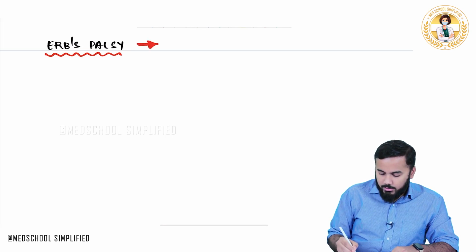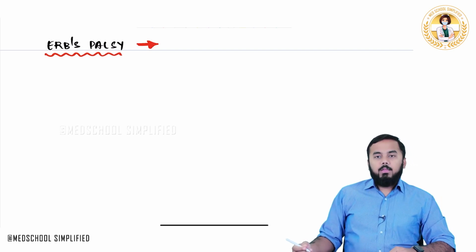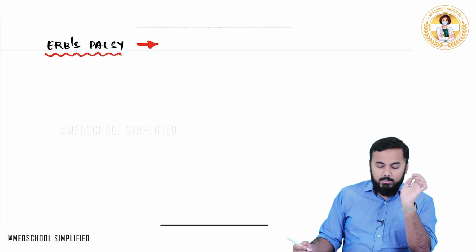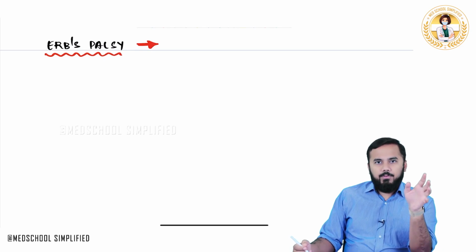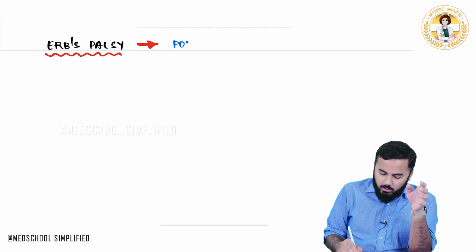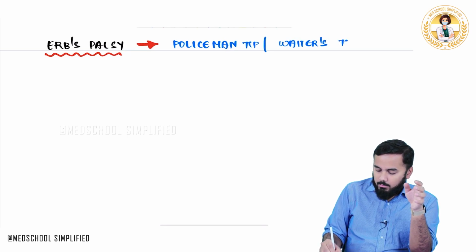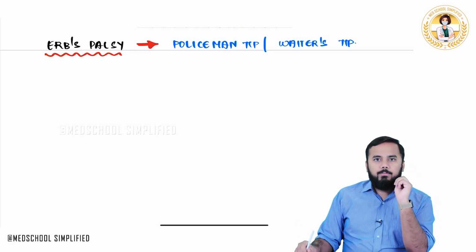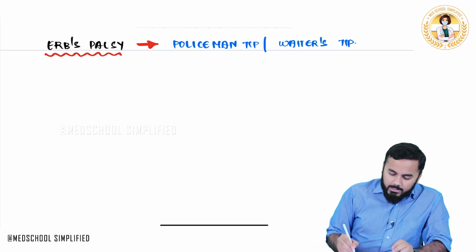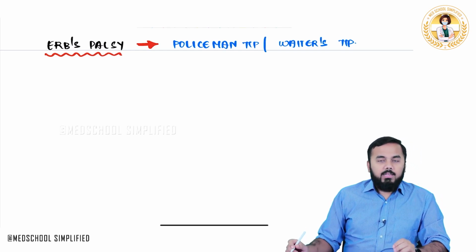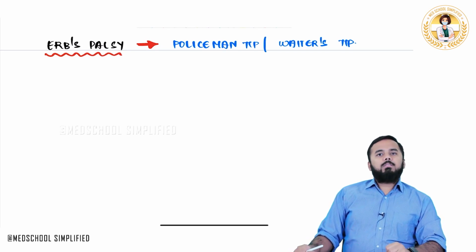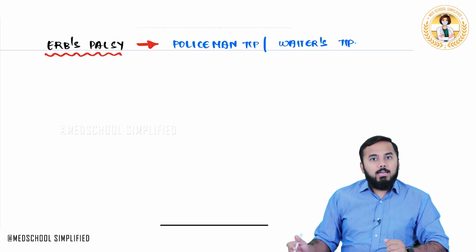When it comes to Erb's palsy, a few important things you need to keep in your mind. All of you know that Erb's palsy causes a type of deformity, and that is called policeman tip or waiter's tip deformity, right? Now all of you remember this important point: if there is a lesion of the upper trunk, that is called Erb's palsy, and if there is a lesion of the lower trunk, that is called Klumpke's palsy.